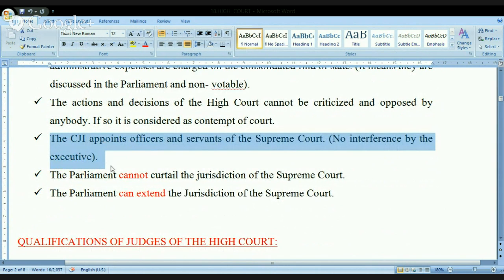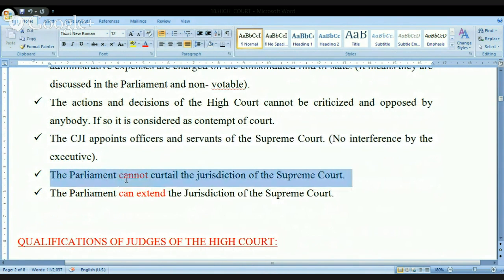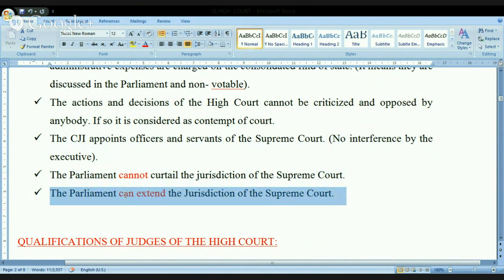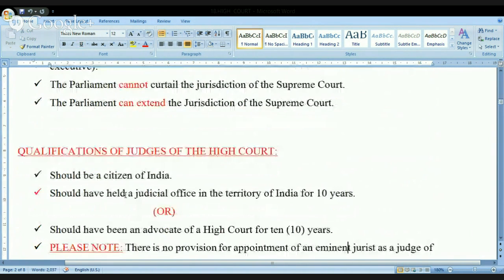The Parliament cannot curtail the jurisdiction of the Supreme Court, but the Parliament can extend the jurisdiction of the Supreme Court. Important, there is no area in India which is not coming under the purview of the Supreme Court. Parliament can keep on extending the jurisdiction of the Supreme Court if it wants, but Parliament cannot reduce the jurisdiction of the Supreme Court. Look at this.